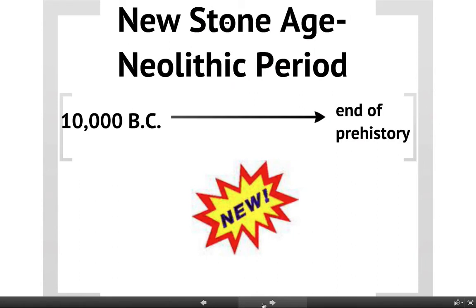We then have the New Stone Age, or the Neolithic period. Neo meaning new, lithic, like with Paleolithic meaning stones, New Stone Age, right, or Neolithic period. This began around 10,000 BC, depending on where you were in the world, and goes to the end of prehistory, what we discussed in the previous podcast, meaning everything before writing. So from about 10,000 BC to the end of prehistory, we refer to as the Neolithic period.